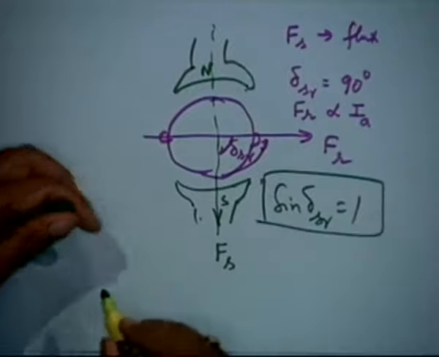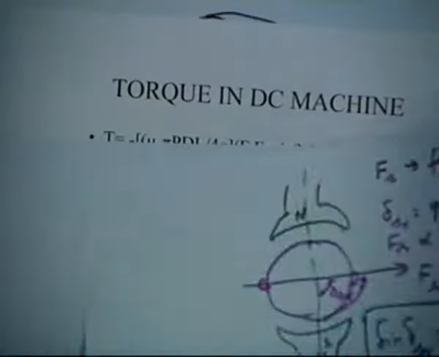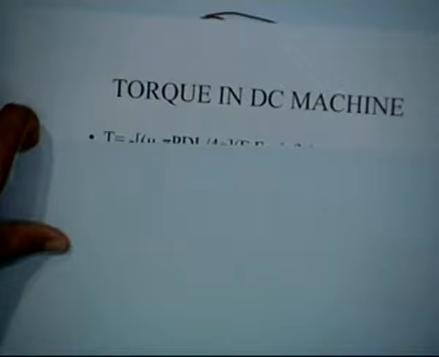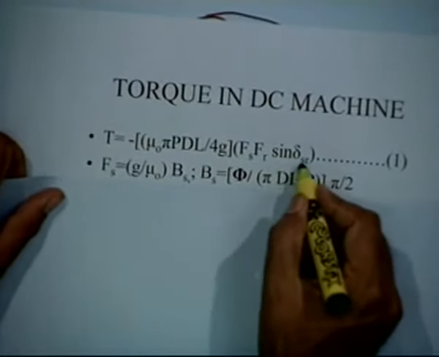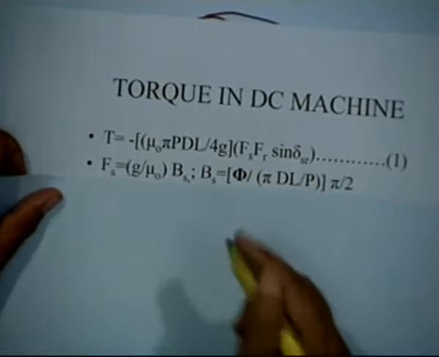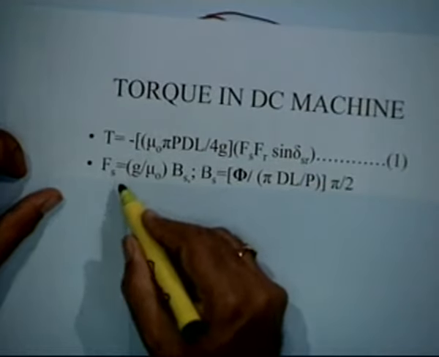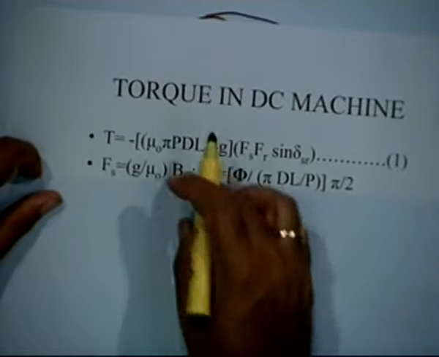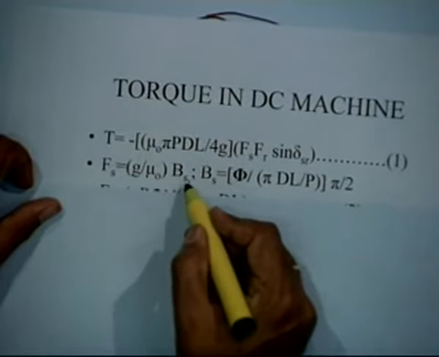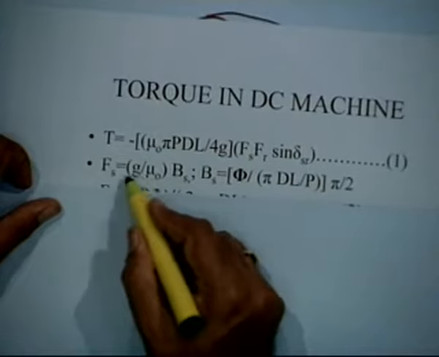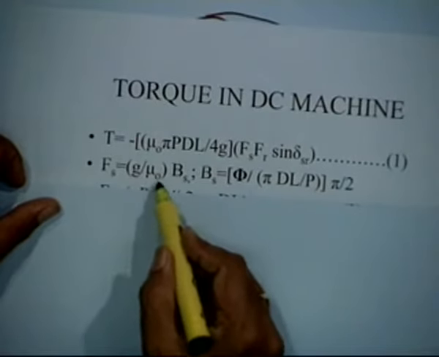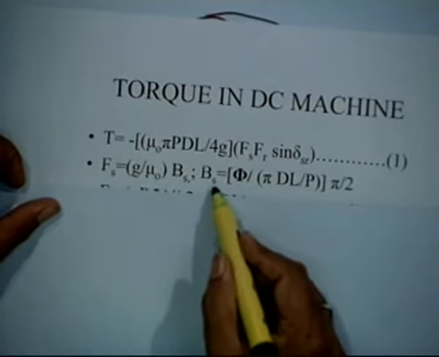So this information you already have. Okay. So the expression for torque, if you follow that, will be this, and this is being 1. But Fs, that is the stator MMF, is nothing but G by mu naught into Bs, that you know, because Bs and Fs are related: Bs is equal to mu naught Fs by G, or Fs equals G by mu naught into Bs. And what is this Bs?